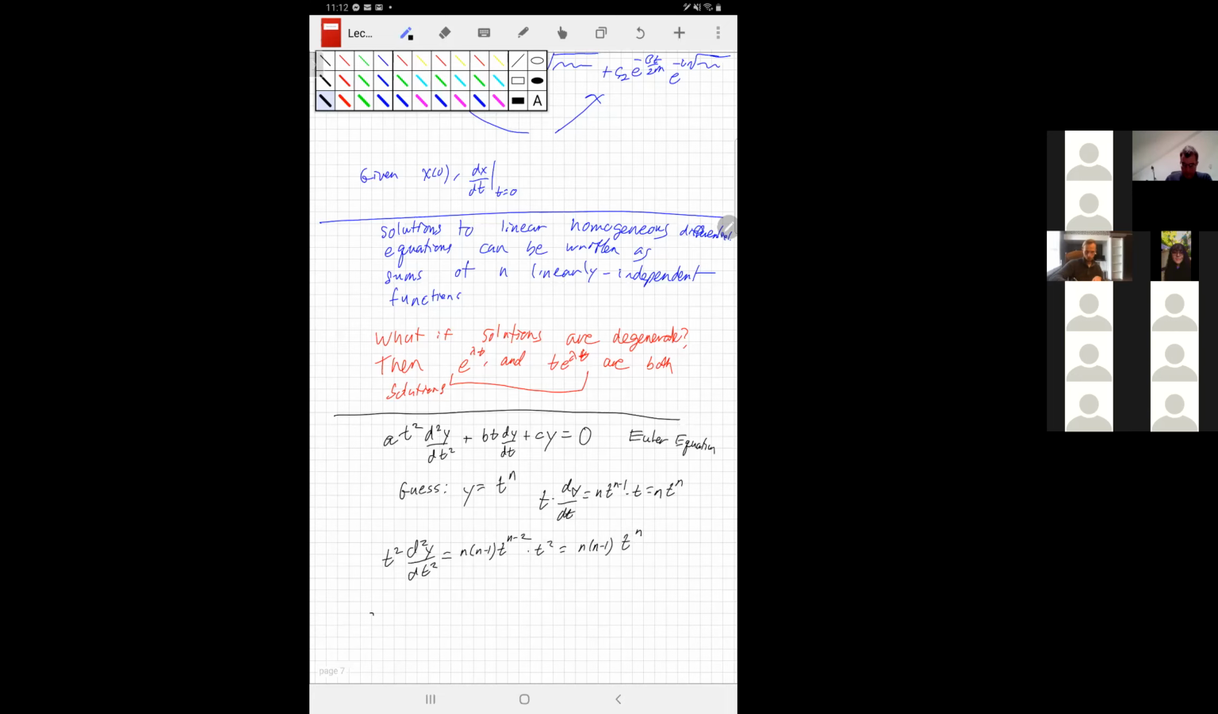And so if I add a t squared d squared y dt squared plus b t dy dt plus c y, every term just has some constant times t to the n. All right? So I'm adding up t to the n again and again, multiplied by different constants. And as long as those constants all cancel each other out, then we satisfy our equation. And you can say, all right, but you're just guessing that. Yeah, I'm just guessing that, but it's a guess that works.